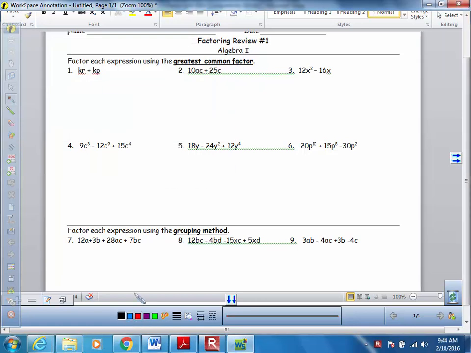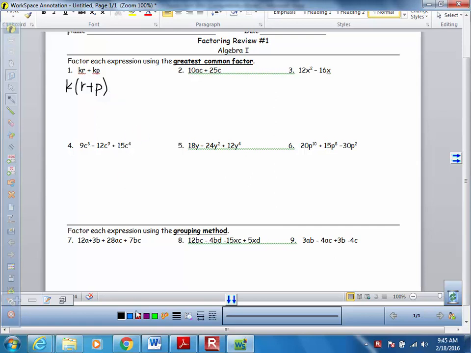Okay, so the first type of factoring that we talked about was the greatest common factor. So if we're looking at number 1, we are looking for the thing that both of these have in common. If you look at KR and KP, I notice that both of these have a K. That's going to be my greatest common factor. So I'm going to write K here. Then I'm going to write what's left over once I take K out in the parentheses. So when I take K out, I'm left with R plus P.